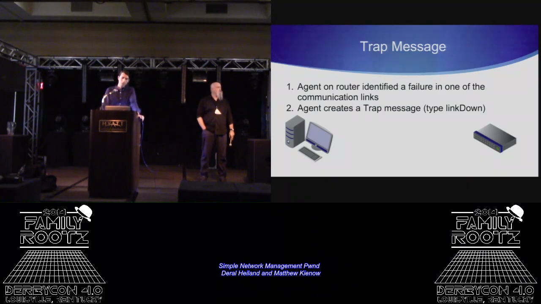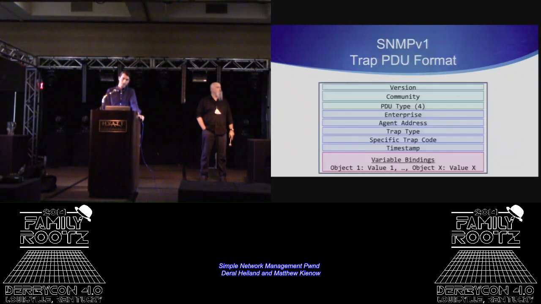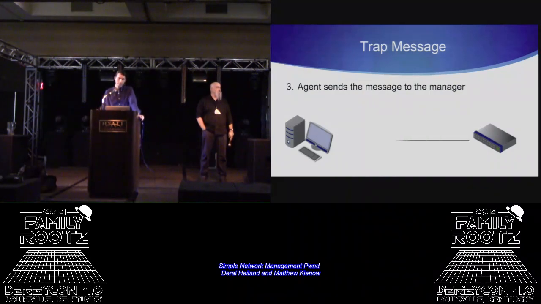So let's say the agent on the router identifies a failure in one of its communication links. One of them goes down. So the agent is going to create a trap message, and it has this format. Again, you'll see the SNMP header at top, and the portion in the center is the trap header. Important to note here is the trap type. That will be 2 in this case, which represents the generic type link down, indicating that a link went down. The variable bindings list in this situation will contain the variable for the interface index and then the value of the specific index that went down. The agent then sends the message to the manager, notifying it of that abnormal condition.